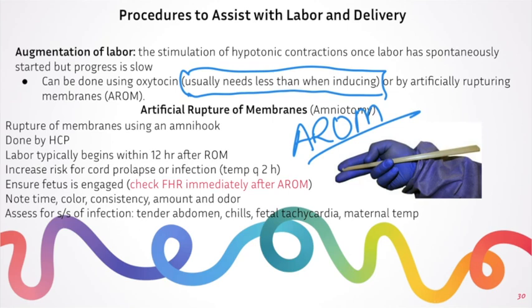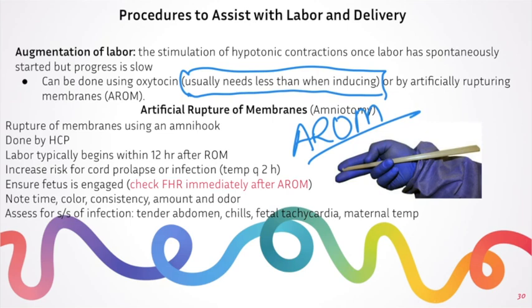So you don't want to lay them flat, but you want to lay them kind of in a low Fowler's with a little wedge under the hip. Make sure there's a chux under them because we're going to break the bag and they're going to be wet. And then you want to make sure that you have a clean chux and you want to have gloves on too. So the doc's going to go in, they're going to go ahead and break the bag, and the fluid that comes out should be clear.